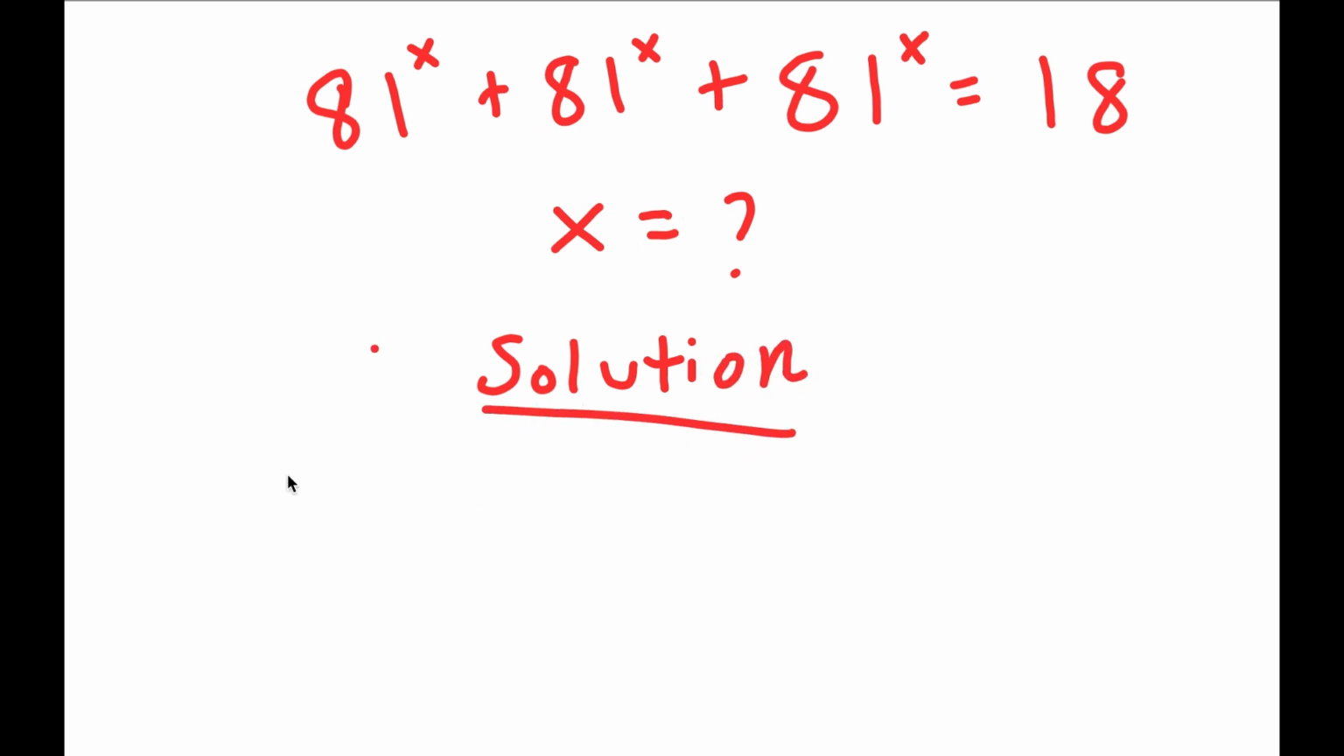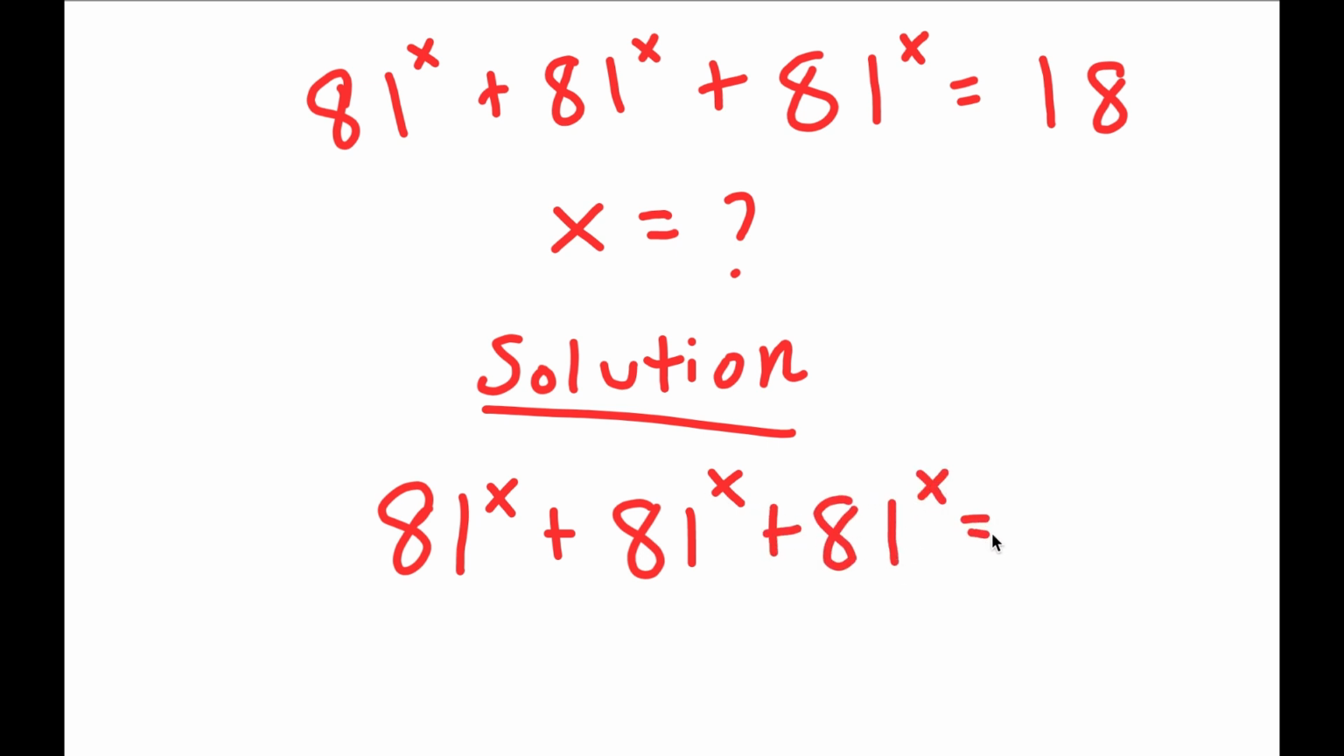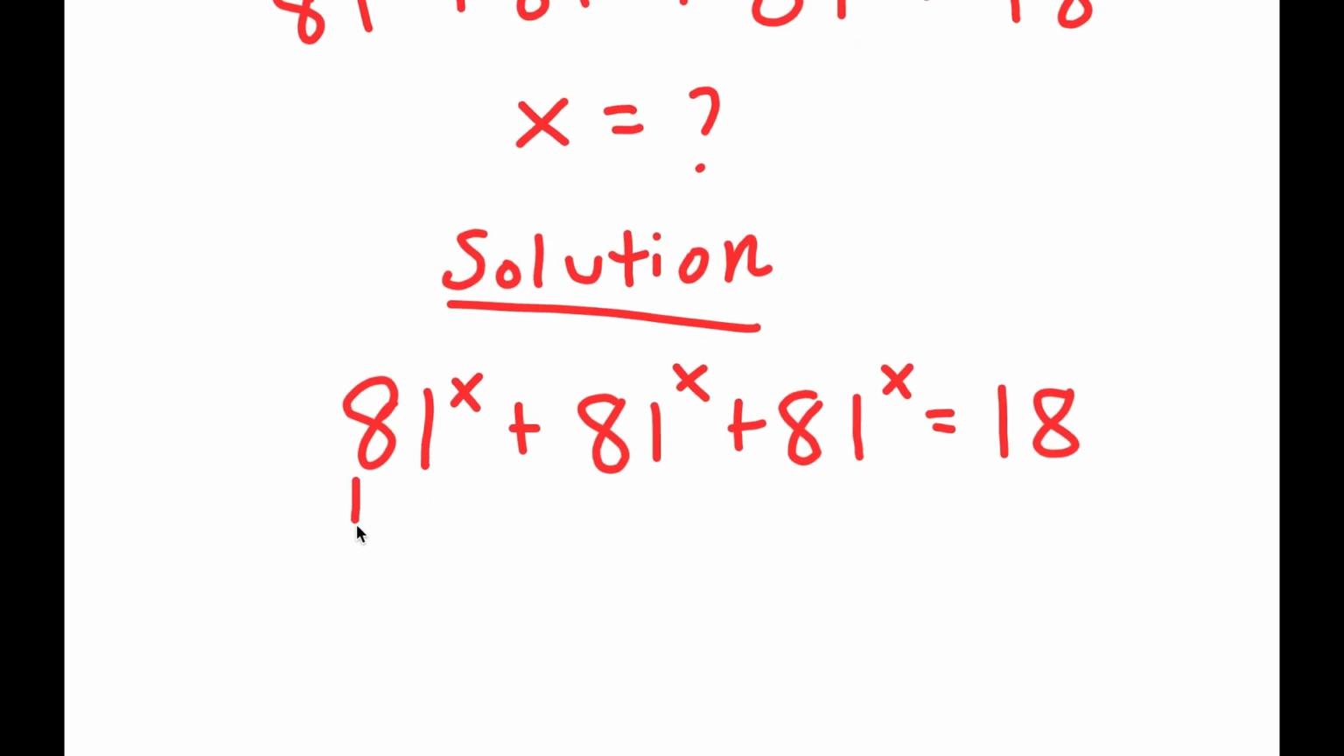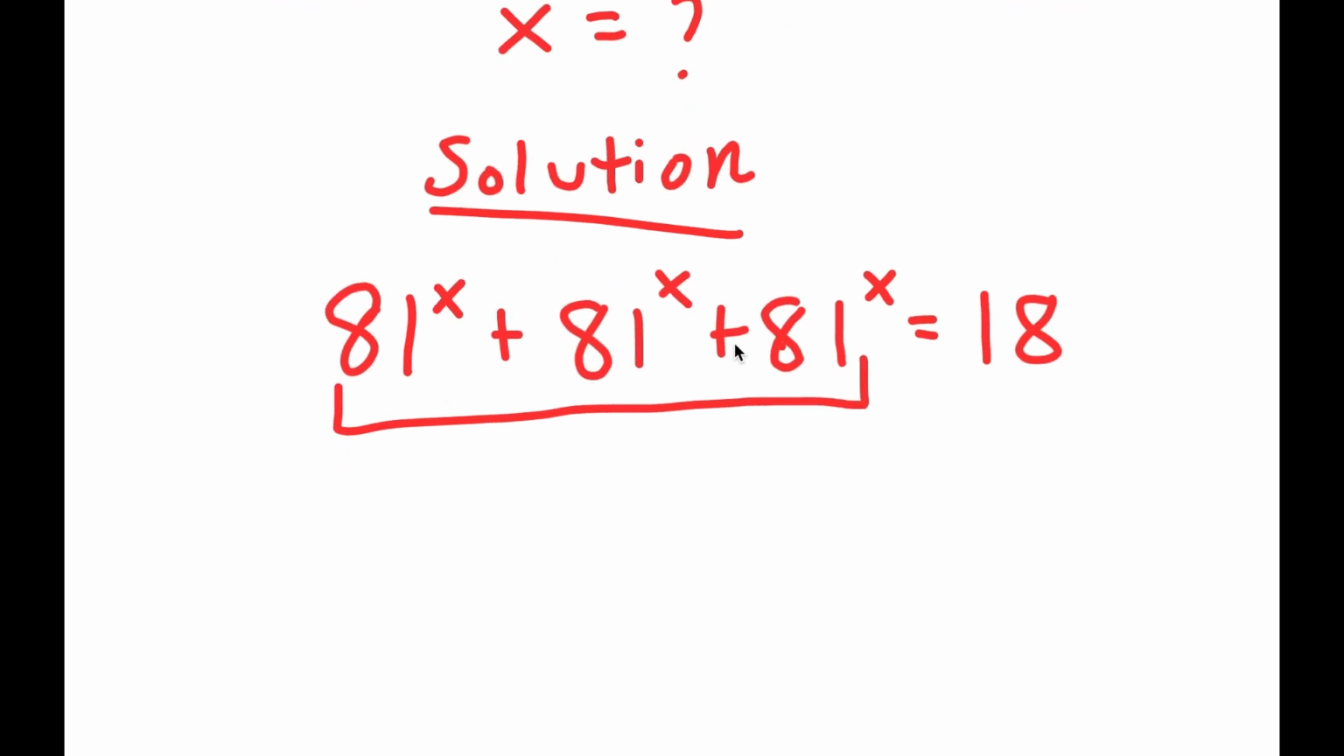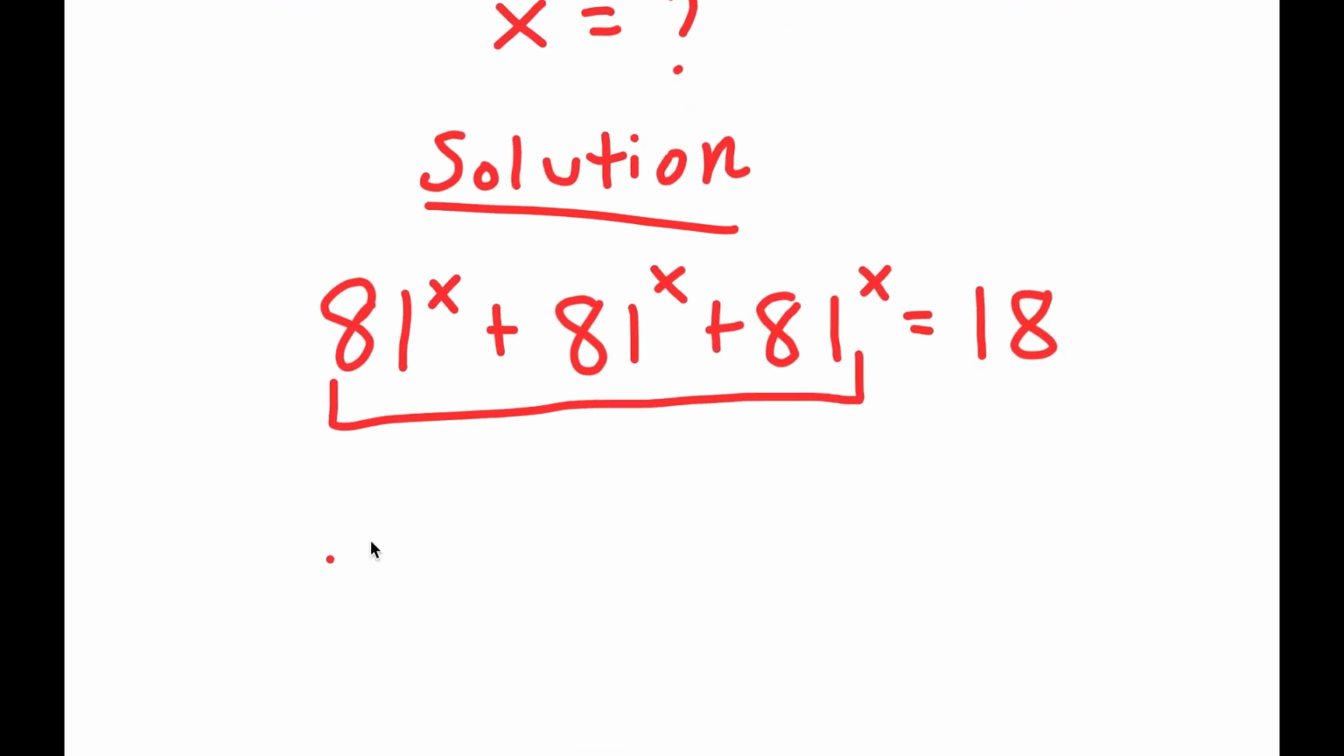I'm going to first start by rewriting this equation over here. So 81 to the power of x plus 81 to the power of x plus 81 to the power of x is equal to 18. Now, notice how we have three of the same terms in my left-hand side. So the best thing to do here is just factor them out.